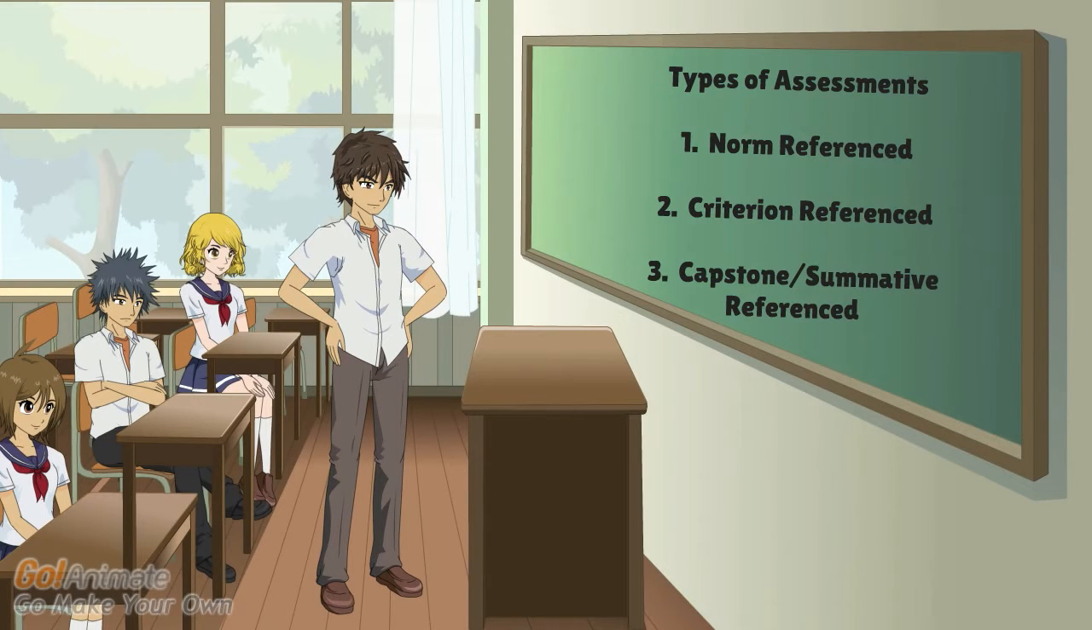The main types of assessments. The main types of assessments are norm reference, criterion reference, and capstone, or otherwise known as summative reference. The norm reference assessments show the results of who is best in that area, such as science, math, English, and social studies. The criterion reference assessment shows results of who is best in that subject, such as physical science, chemistry, or earth science, which are all subjects of science. And lastly, the capstone assessments show results of who has mastered that concept.